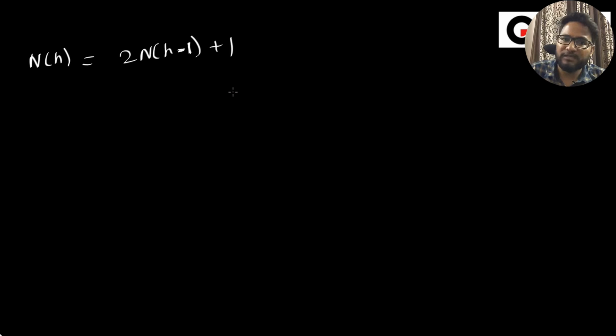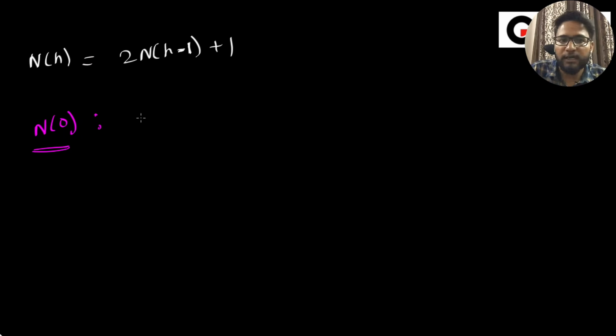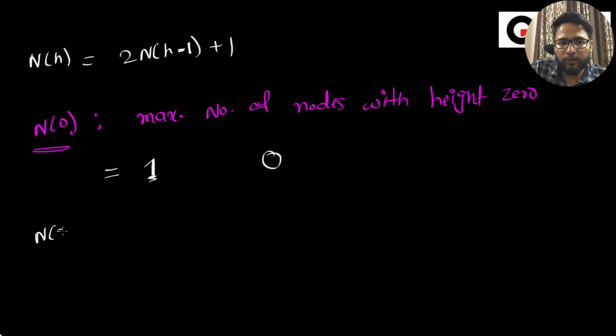So the base case here is, what if height is 0, which means n0. What will n0 be? Can anyone tell me in English? It is the maximum number of nodes with height 0. If you do not want any height, if you want 0 height, then you can just put one node. So it will be like this only. So n0 will be 1.